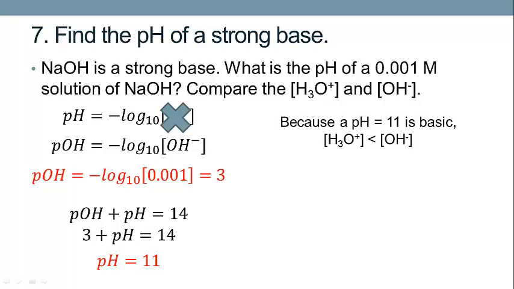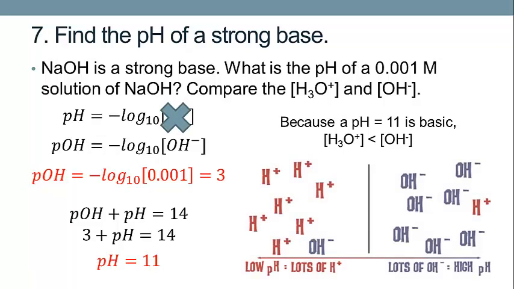Because a pH of 11 is basic, that means that the hydronium ion concentration is less than the hydroxide ion concentration. So if we have a high pH, we see lots of OH minus and very little H plus. And if we have a low pH that's acidic, we would see lots of H plus and a little bit of OH minus.